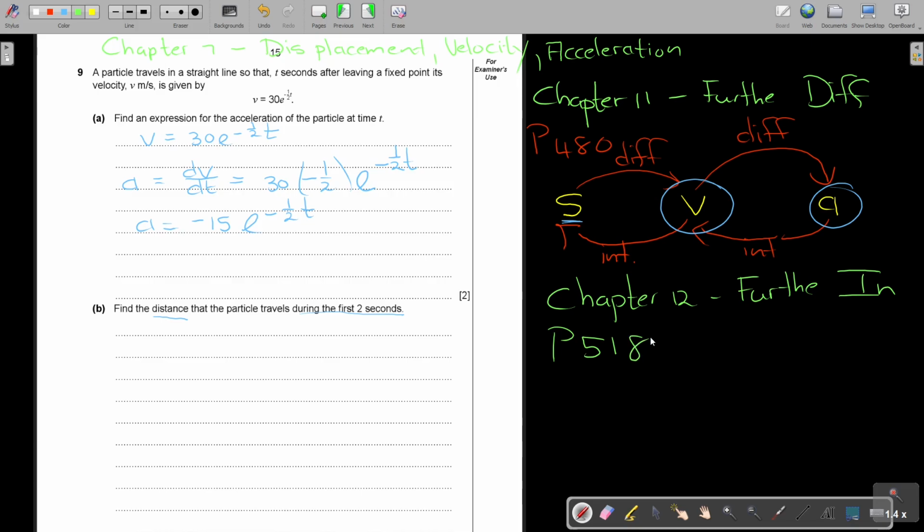But let's start. So if I want to get the distance, I'm going to integrate, and it's from 0 to 2, and it's going to be 30, and it's minus a half t. Okay, so basically I'm just going to write this, and now I'm going to integrate. Now, if I integrate, I divide by that value of A.